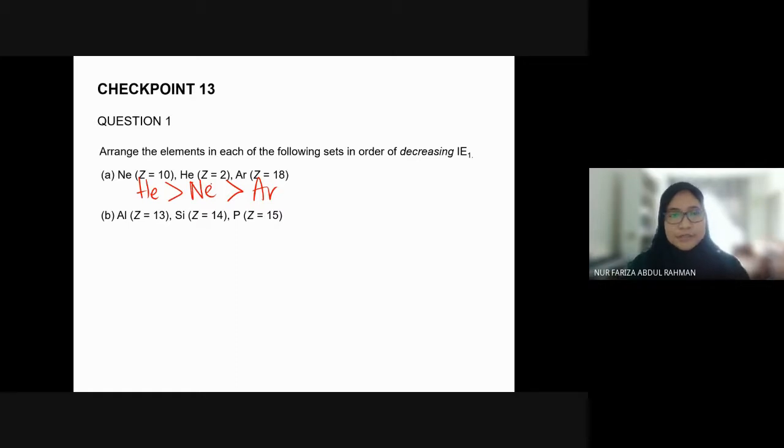Okay, so jangan pukul rata across the period increase je. Tak. Across the period for size decrease. But in terms of ionization energy, increase. Okay, betul tak saya cakap? Betul. Across the period, size decrease. In terms of ionization energy, it increases. Okay, alright. So it should be helium, neon, and argon.